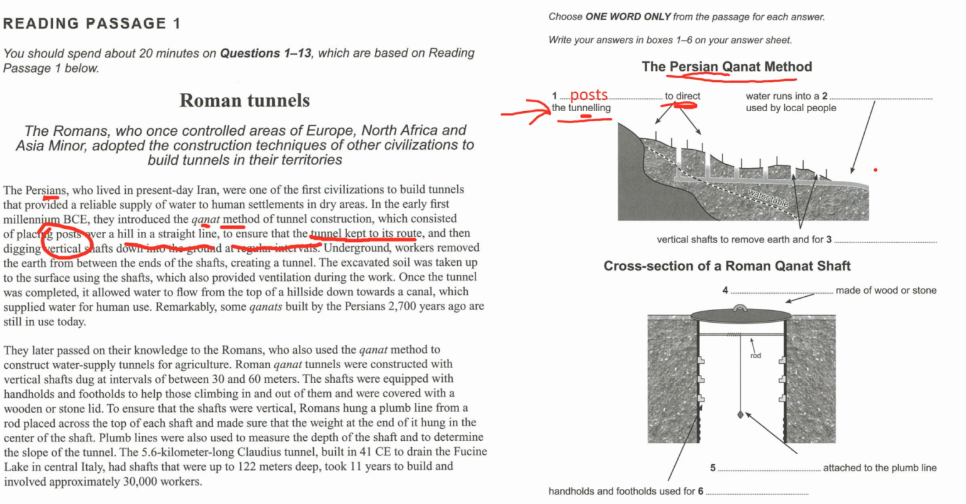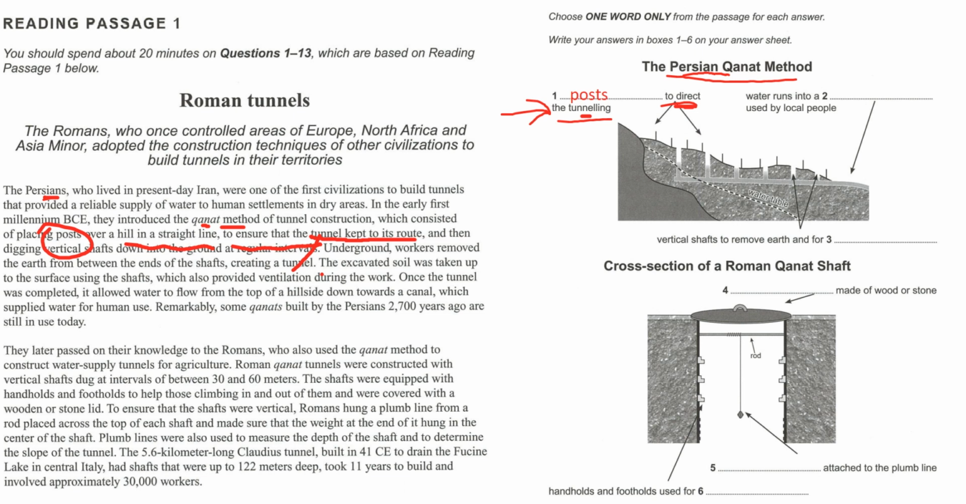So now, since we're still in the same method, I'm going to keep looking into the same paragraph. And as we know, the general rule that I told you before so many times, wherever I stop, I continue. So I stopped here. So I'm just going to continue from the word underground. So underground workers removed the earth from between the ends of the shafts, creating a tunnel. The excavated soil was taken up to the surface using the shafts. Okay, I still haven't found the one I'm looking for. So I keep reading quickly.